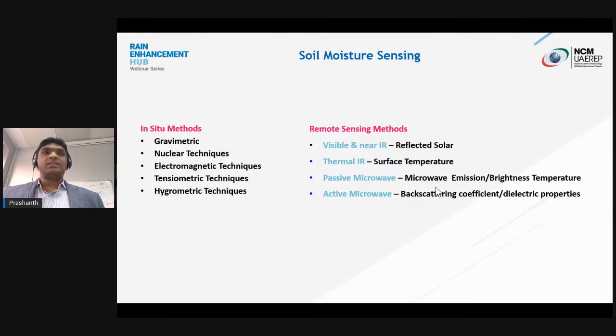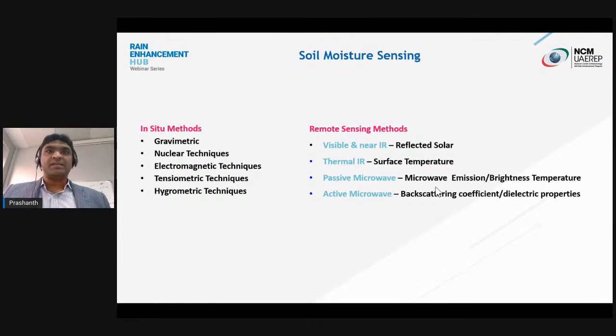So, how does soil moisture sensing work? Basically, there are two types of methods. The in situ methods are often used to carry out these measurements. They can be gravimetric techniques, nuclear techniques, EM techniques, hygrometric or tensiometric techniques, depending on what types of devices are used and what exactly we have to measure, either the topsoil or deeper into the soil, and so on. But these are point measurements carried out in the field and need a lot of effort to set up all these things.